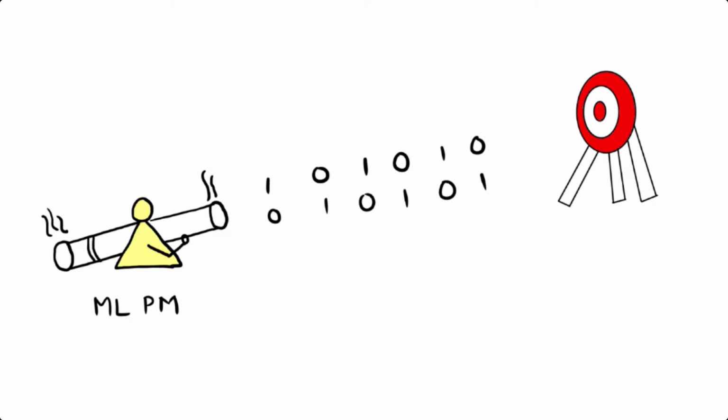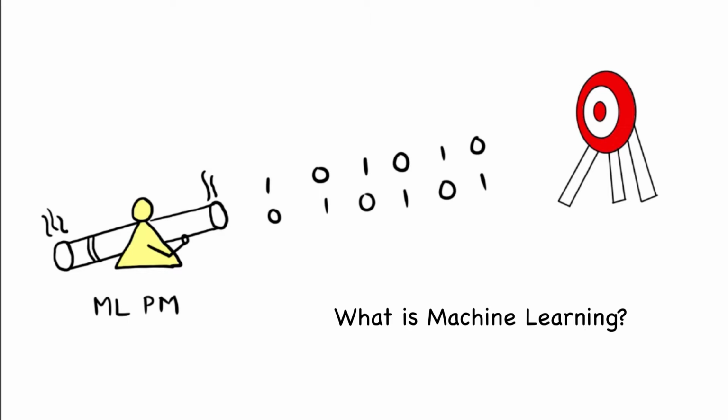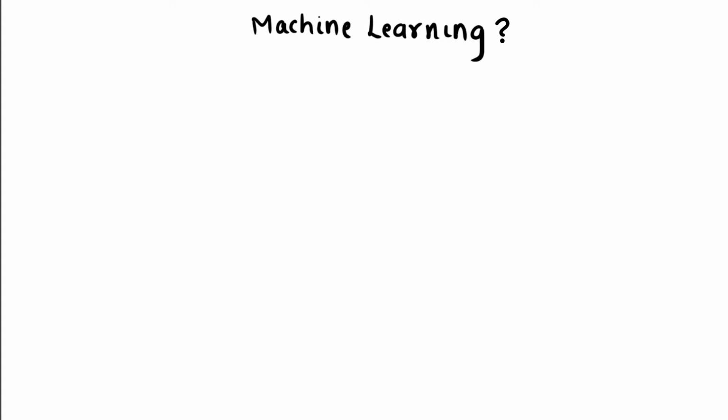So now that you are a machine learning product manager, let's answer the first obvious question. What is machine learning? And if you're not familiar with the concept of machine learning, instead of starting with a dictionary definition, let's look at a couple of examples to help really illustrate how machine learning works. Here are two problems that I would like you to solve.